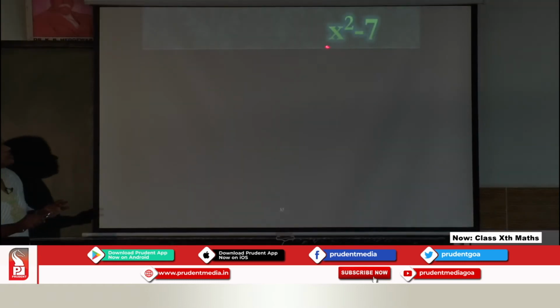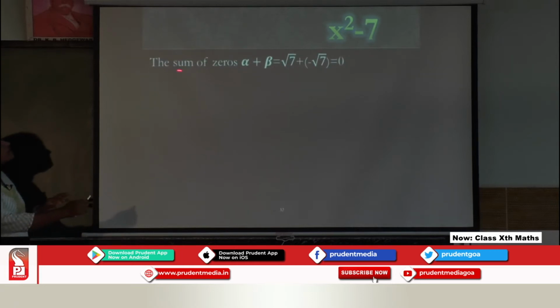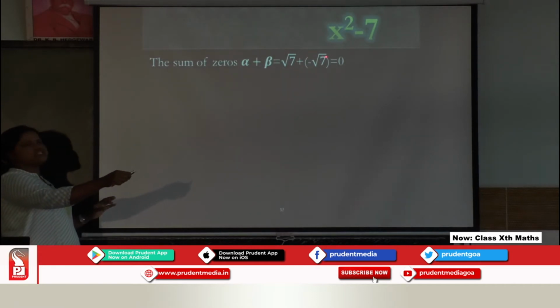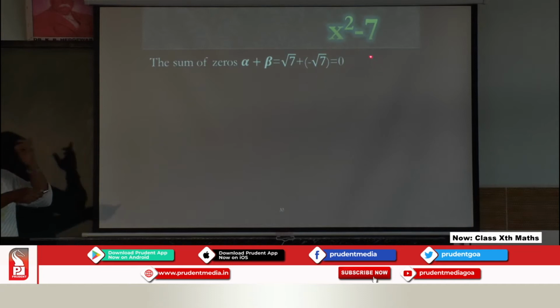So, this is my polynomial x square minus 7. Sum of zeros was alpha and beta, so we are finding alpha plus beta. So, root 7 plus negative root 7. They will cancel each other and the final answer will be 0. So, sum of zeros you are getting as 0.